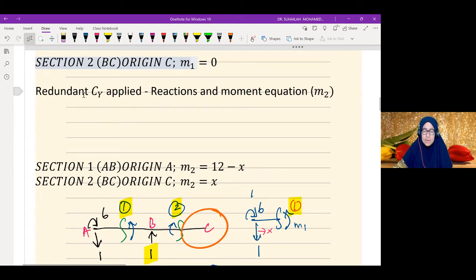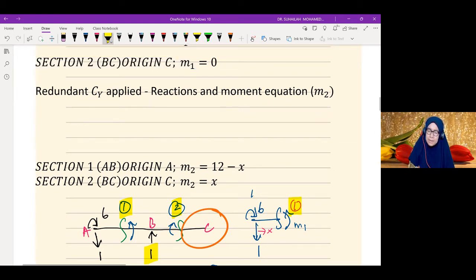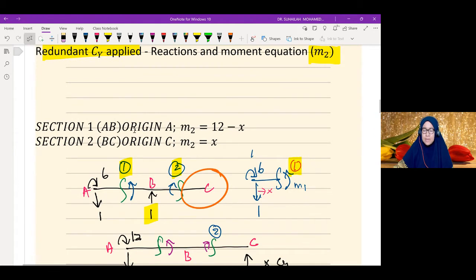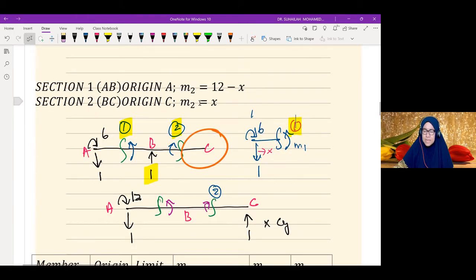Okay, so the last system is redundant CY applied. It is for M2 because redundant number 2 is CY. So again, we have to write the two moment equations which come from the two cutting sections. So we get 12 minus X for section number 1 and X for section number 2.